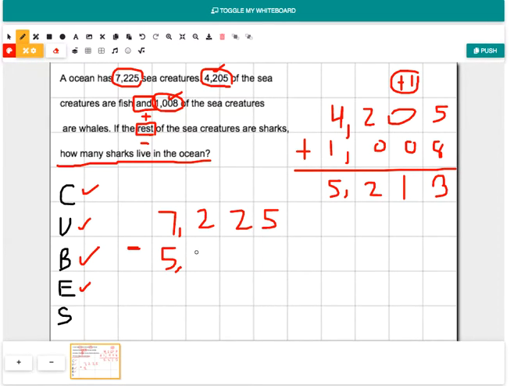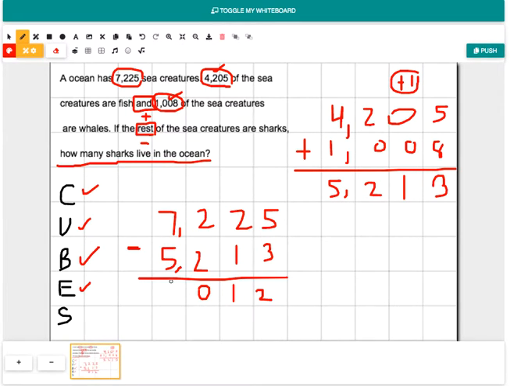5,213. Now we can go ahead and subtract. So 5 minus 3 is 2. 2 minus 1 is 1. 2 minus 2 is 0.